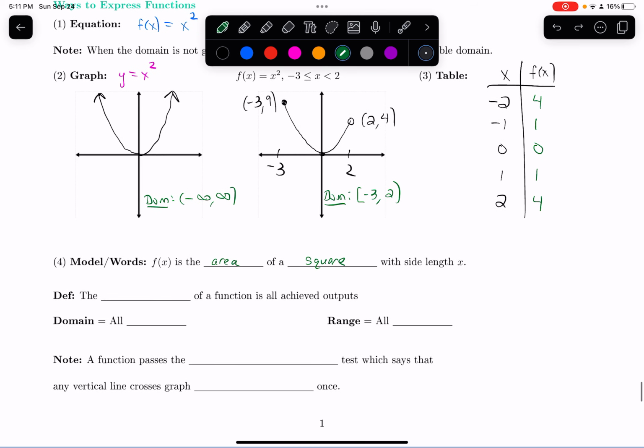All right, so we talked about domain a little bit. Let's give a definition for range. The range of a function is all of the achieved outputs, all the values I actually get as an output. So domain was all of the inputs, or we can call those the x values. And the range is all of the outputs, all the outputs we end up getting. And these are the y values.